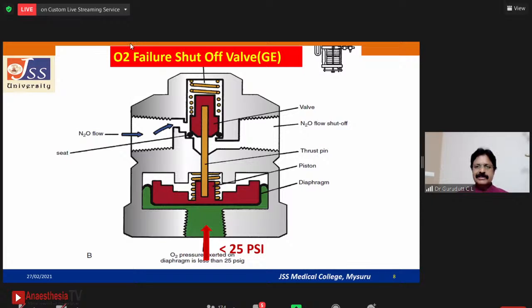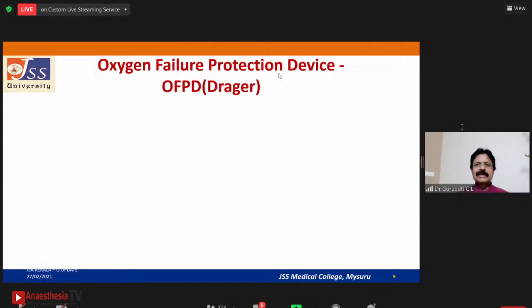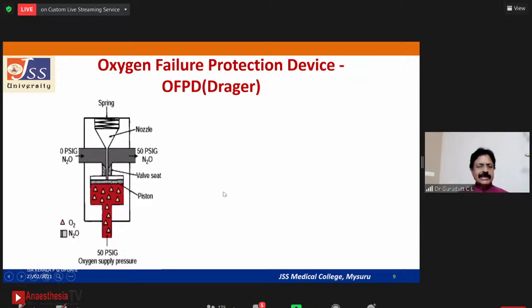Whereas the difference in the case of the Draeger machines is what is called the oxygen failure protection devices. These are almost totally different from the shut-off valves. They're actually like proportionating devices. So let us see how the proportionating devices, especially the OFPD, will be working.